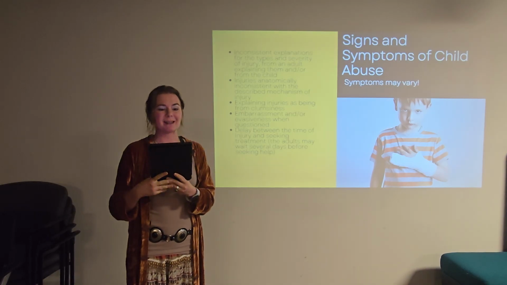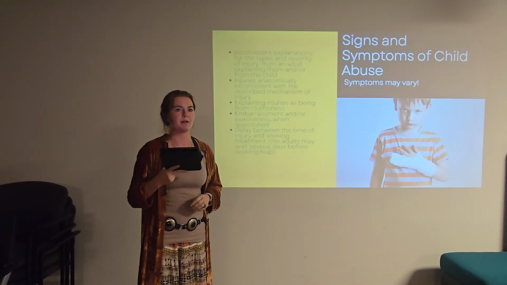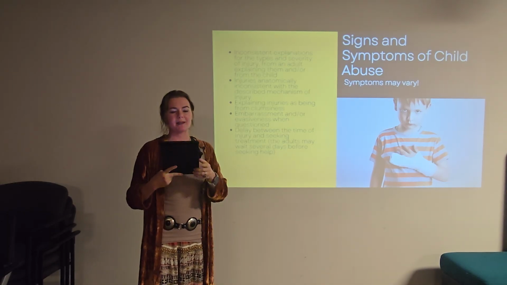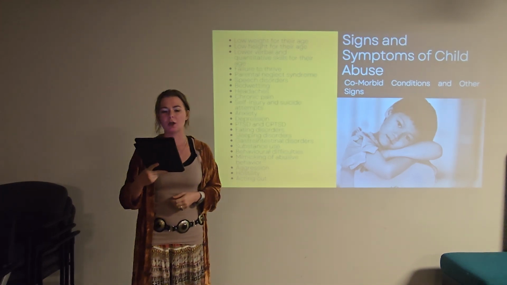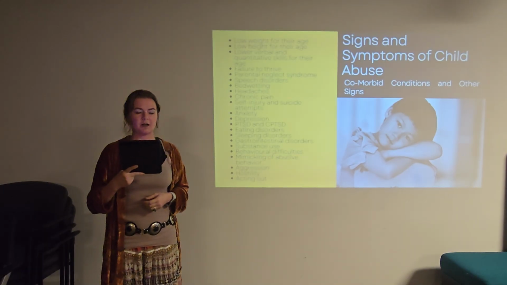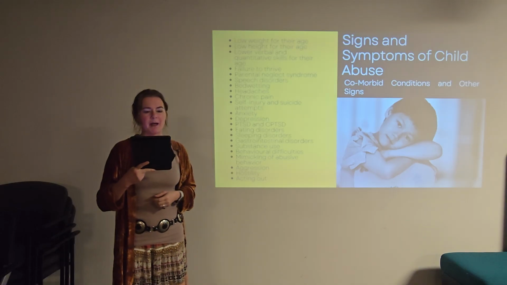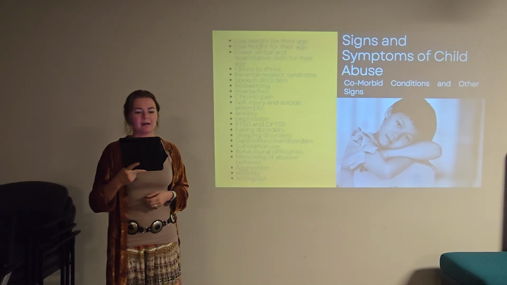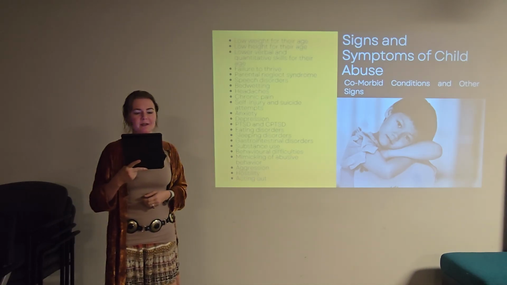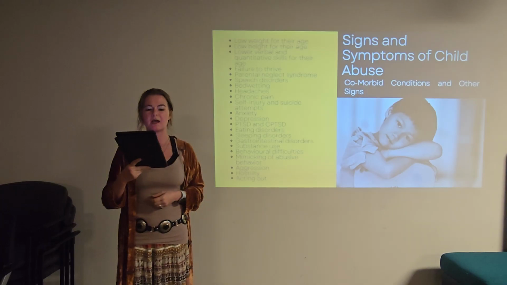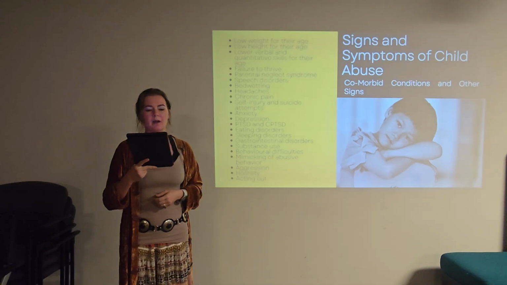The adults may wait several days before seeking help because they believe it will mask the fact that they are the ones who caused the injury. Comorbid signs and symptoms: low body weight for their age, low height for their age, lower verbal and quantitative skills for their age, failure to thrive, parental neglect syndrome, speech disorders, bedwetting, headaches, chronic pain, self-injury and suicide attempts, anxiety, depression, PTSD and CPTSD, eating disorders, sleeping disorders, gastrointestinal disorders, substance use, yes, even amongst children.